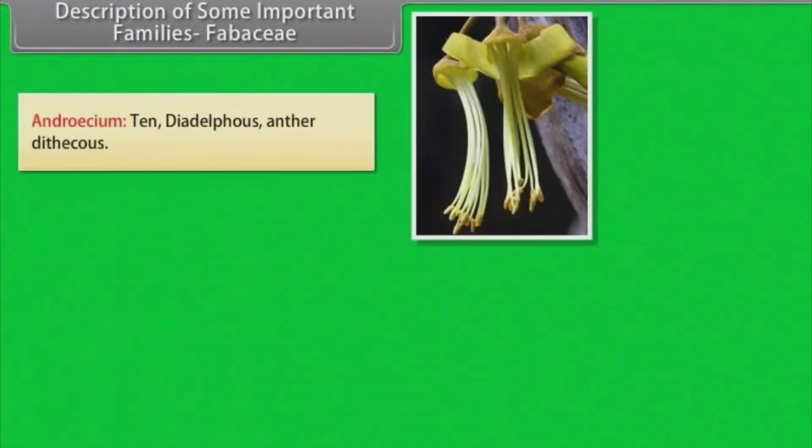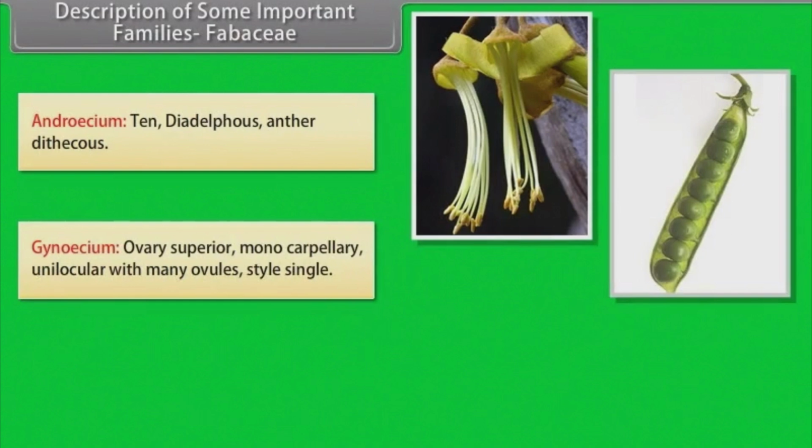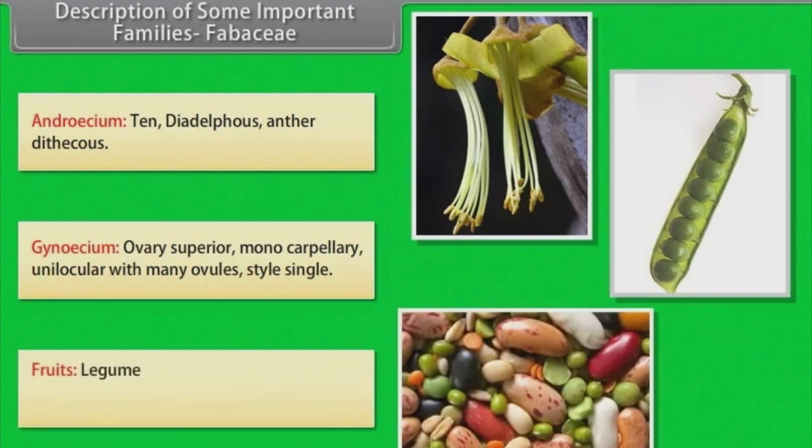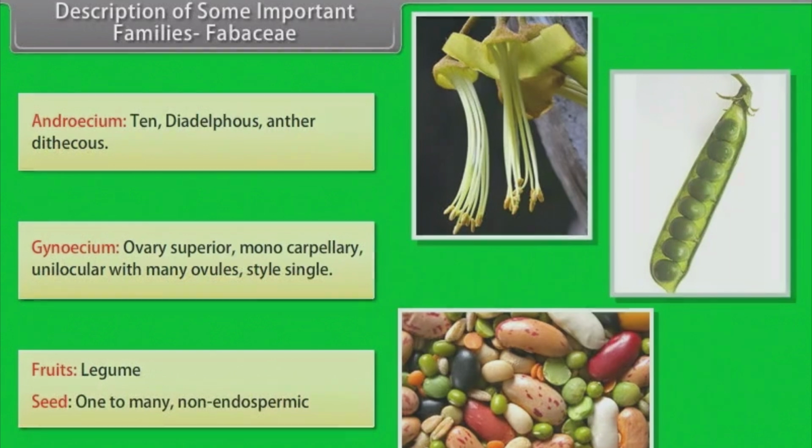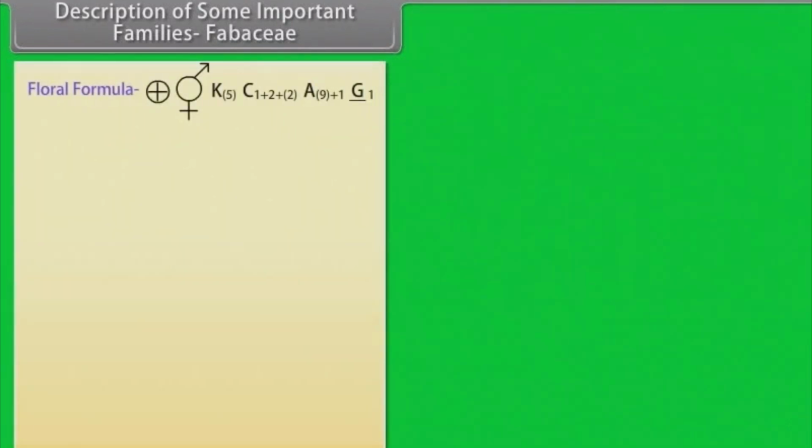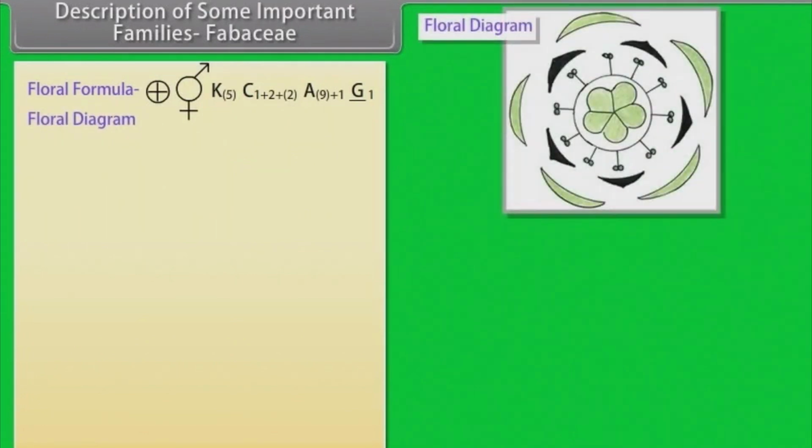Androecium, 10, diadelphous, anther dithecous. Gynoecium. Ovary superior, monocarpellary, unilocular with many ovules, style single. Fruit, legume. Seed, 1 to many, non-endospermic. Floral formula is shown, and this is the floral diagram.